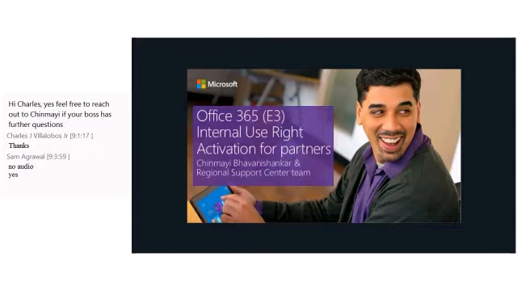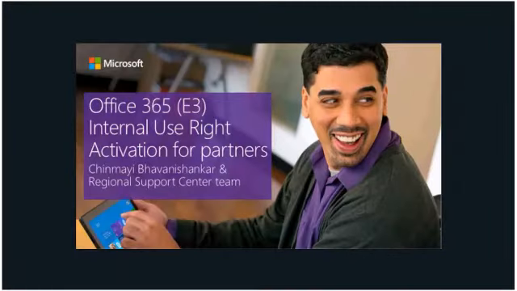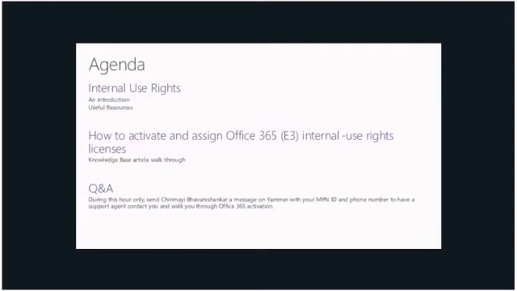This call, in case you're in the wrong place, I just want to make sure, is focused on the Office 365 E3 internal use right activation for all Microsoft partners. So the reason we're doing this call is to help you activate your Office 365 internal use rights. We at Microsoft do talk a lot about partners activating their internal use rights, and I'll give you an introduction and also an overview of the useful resources. And I will actually walk through one of those resources as we talk about activating this.